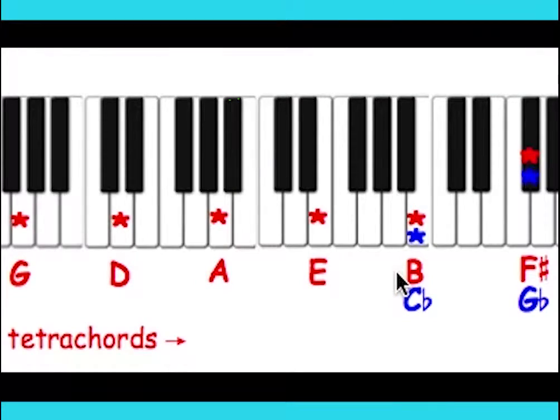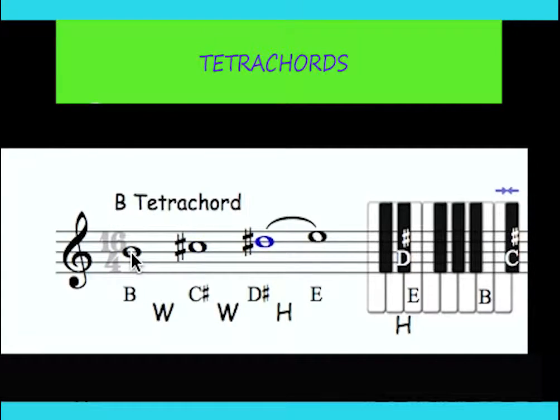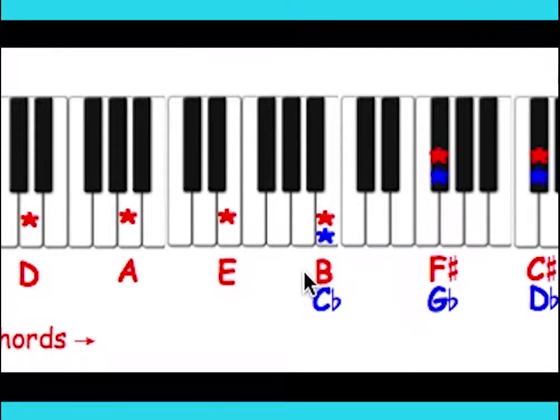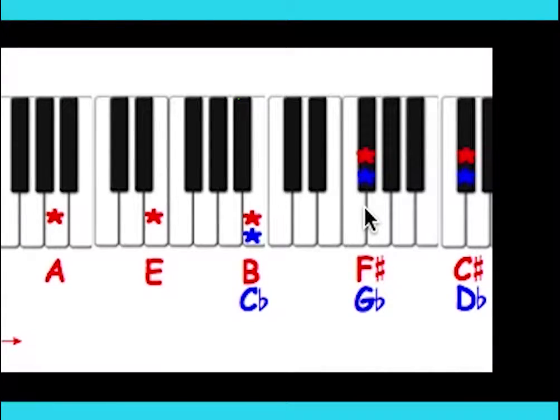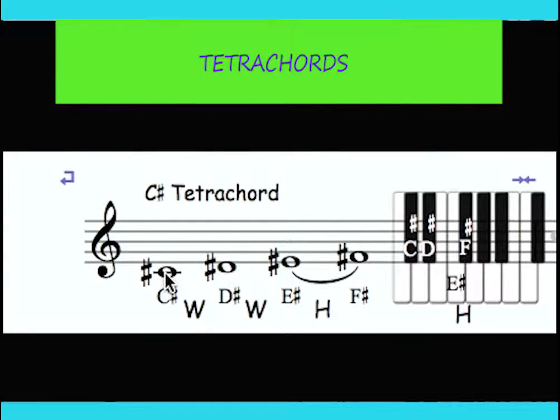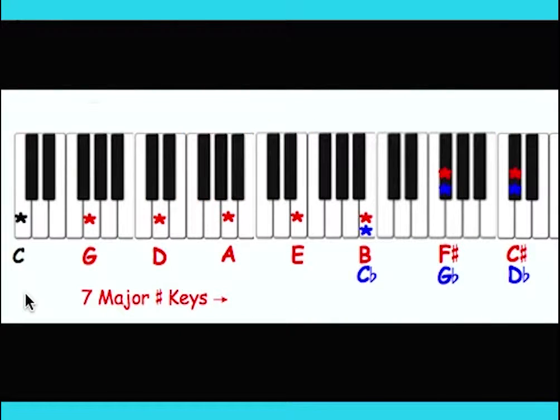B is a perfect fifth above E, so I'm just going to play through these. Then the perfect fifth above B is F sharp, and then perfect fifth above F sharp is the tetrachord that's built on C sharp, and we can see that it's all sharp. And the same one built on G sharp. So far we've introduced tetrachords that have sharps in them.